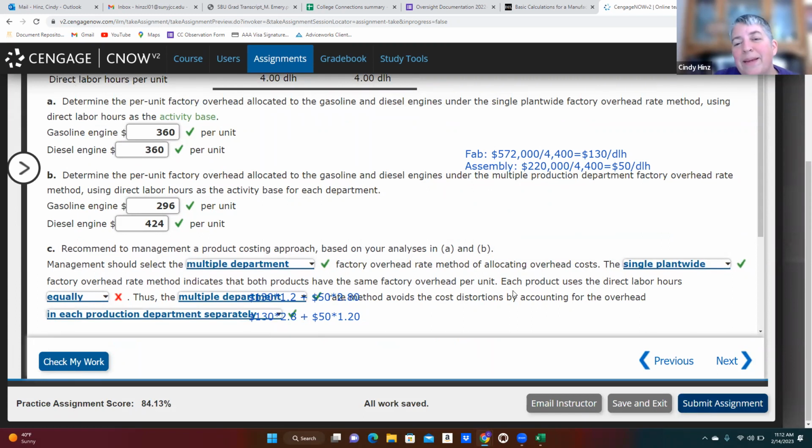Oh, okay. Sorry. Each product uses the direct labor hours. I read too much into that. It uses them differently within each department. I thought it was asking if it uses the same overall. So it uses them differently.